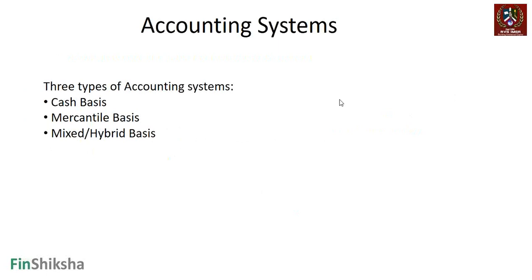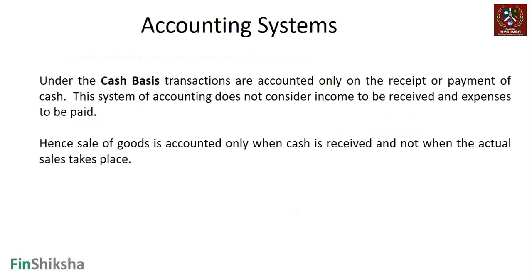So let's begin with the broad kind of accounting systems that exist, and there are three of those. You could have cash-based accounting, you could have mercantile basis accounting, and you could have mixed or hybrid basis accounting. Let's understand each one of these separately. Let's begin with the cash-based accounting.